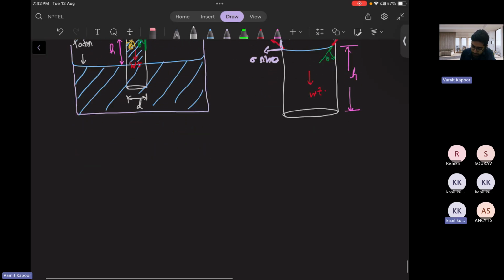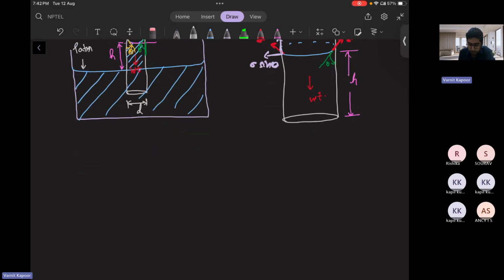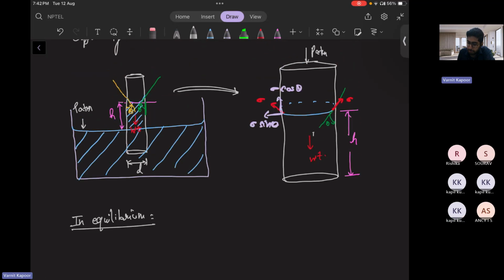Under equilibrium, yes, Kapil. Any doubts? Under equilibrium, this weight will be balanced by the vertical component of the surface tension force.